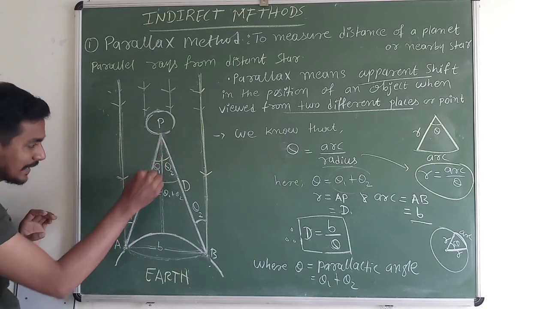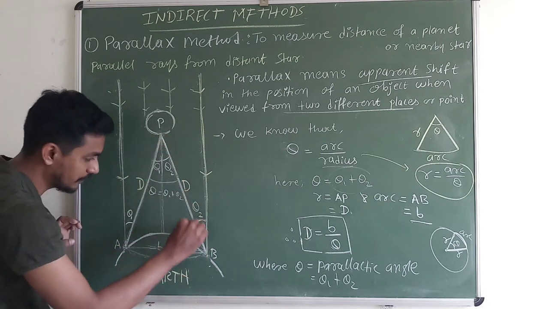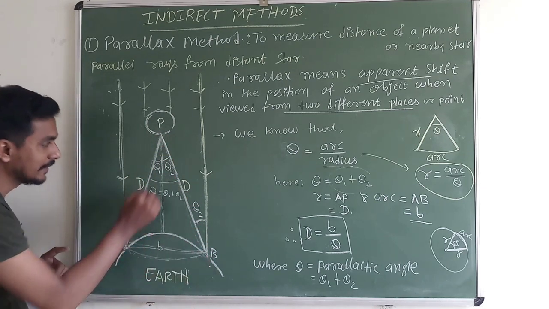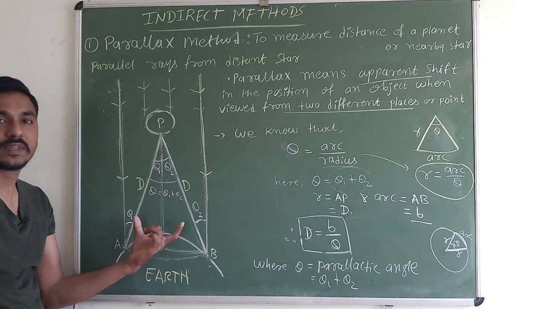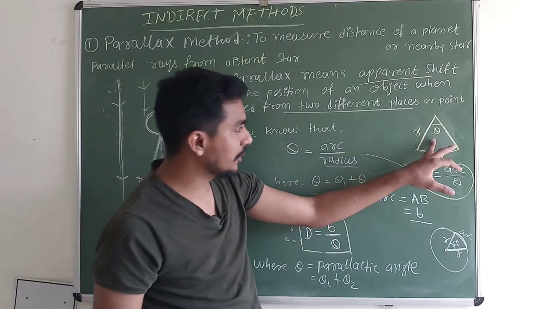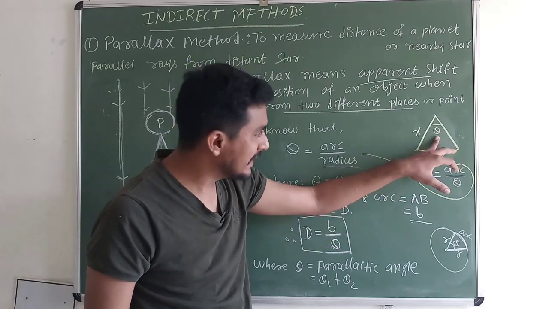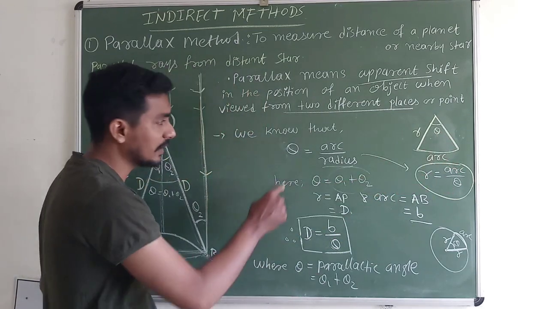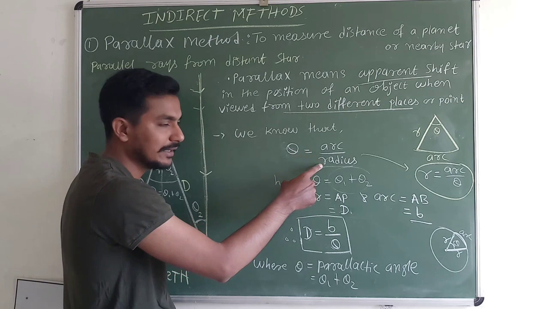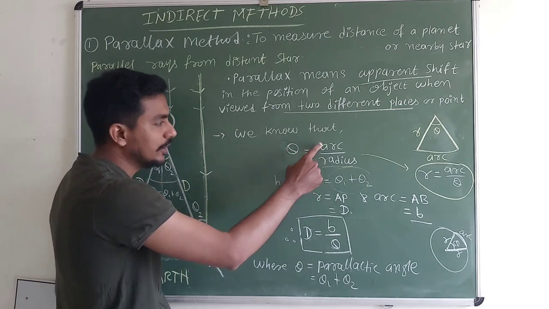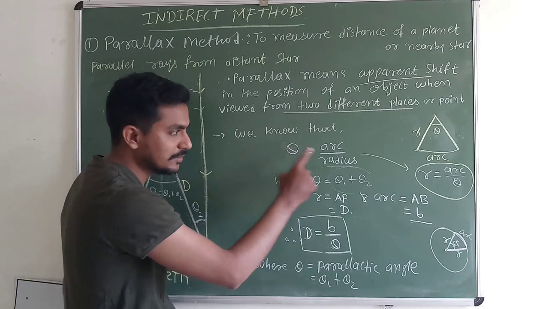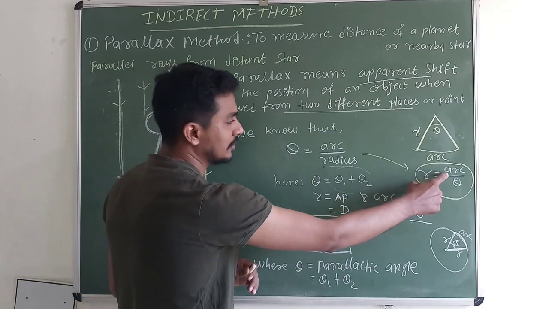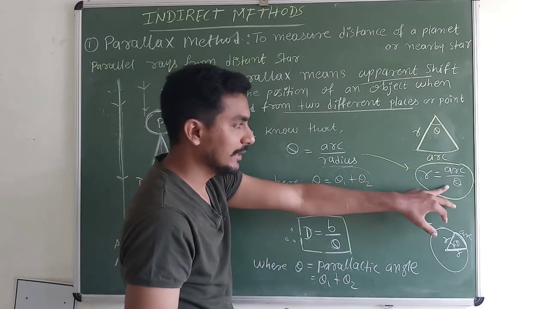So we are getting a triangle-like shape here, and this arc we will consider as a straight line. If we want to calculate theta of this triangle, we have the equation theta is equal to arc by radius. Making radius the subject, radius is equal to arc by theta.